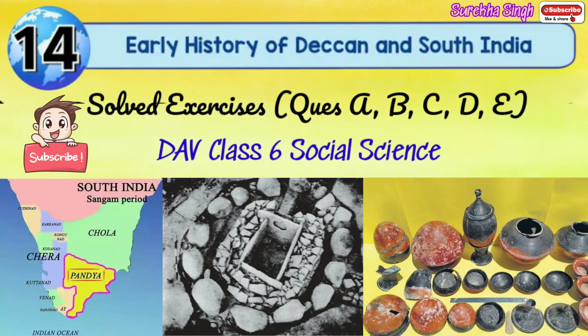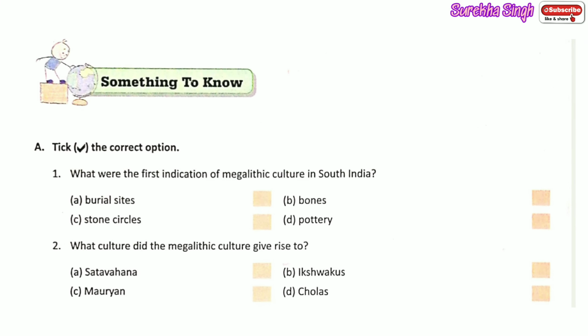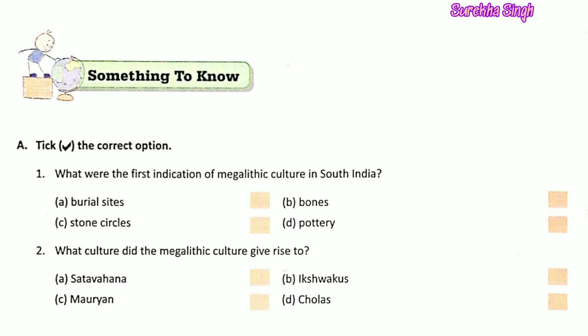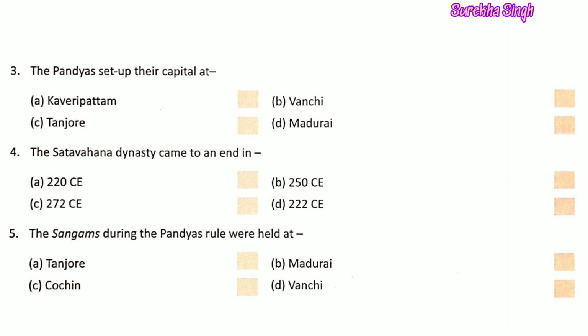Chapter 14: Early History of Deccan and South India. Something to know. Question A. Take the correct option. 1. What were the first indication of megalithic culture in South India? Option C. Stone circles. 2. What culture did the megalithic culture give rise to? Option A. Satvahana. 3. The Pandyas set up their capital at? Option D. Madurai.